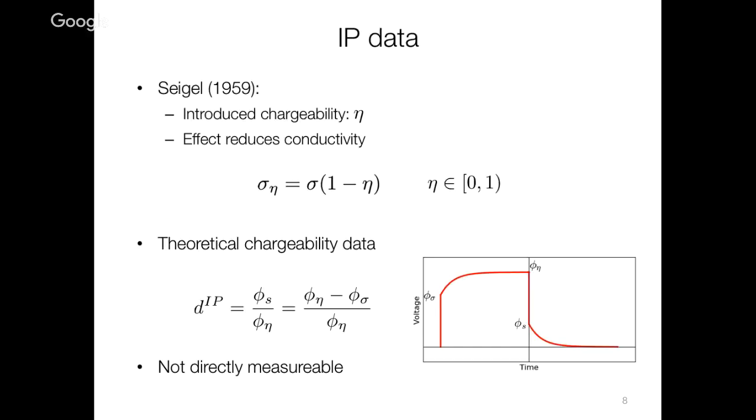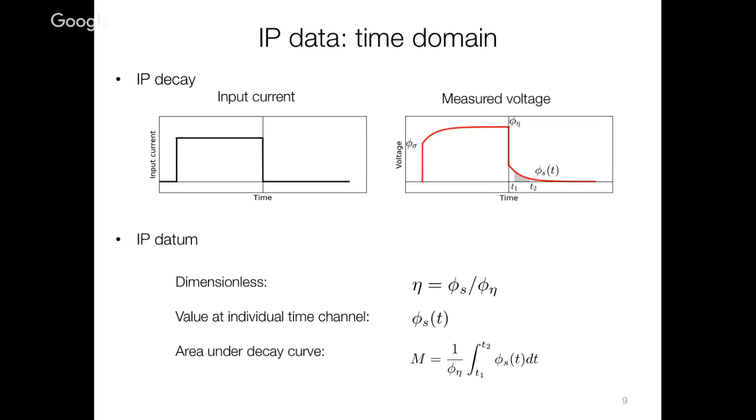Theoretically, the real chargeability data would be the ratio of phi s, the maximum value of a secondary potential, divided by this primary potential, phi s over phi eta. If we could do that, that would give us the value of eta. However, we can't measure that, so we're going to have to measure something else. And as I said, we could measure, let's say, a value at a particular time or the integral of that curve, either one is fine.